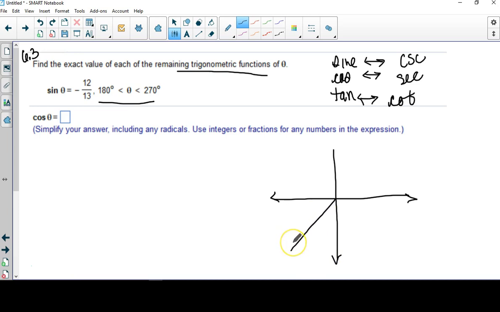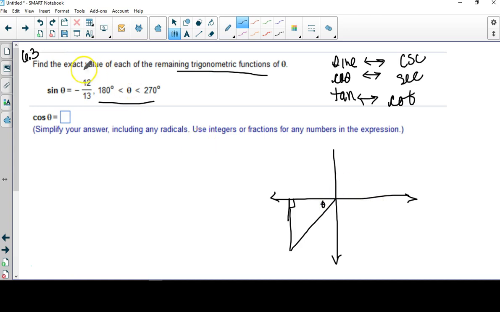And when you drop a line, remember that rope hanging? This is more like a rope floating. It always drops to the x-axis. Always. You're always going to drop it to the x-axis. Theta's in here.